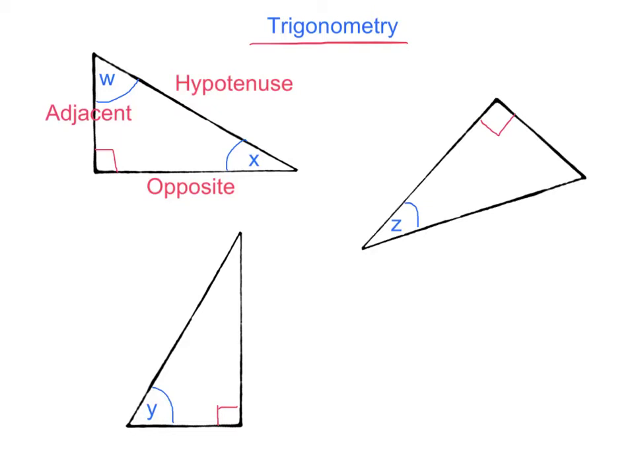Okay, so pause the video and see if you can label the hypotenuse, opposite and adjacent for these two triangles here and here, talking about the marked angles Y in this triangle and Z in this triangle.